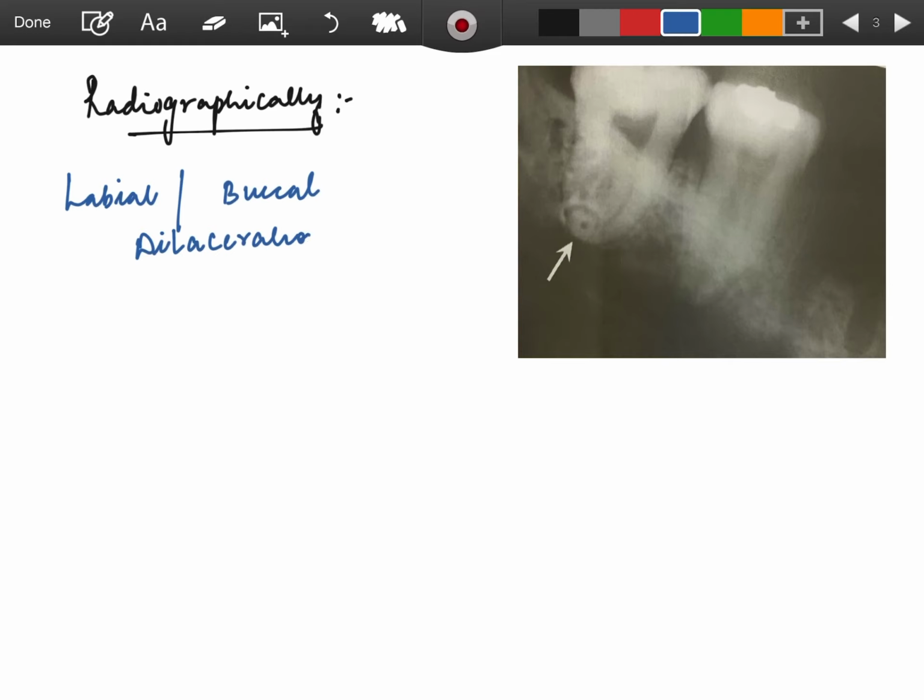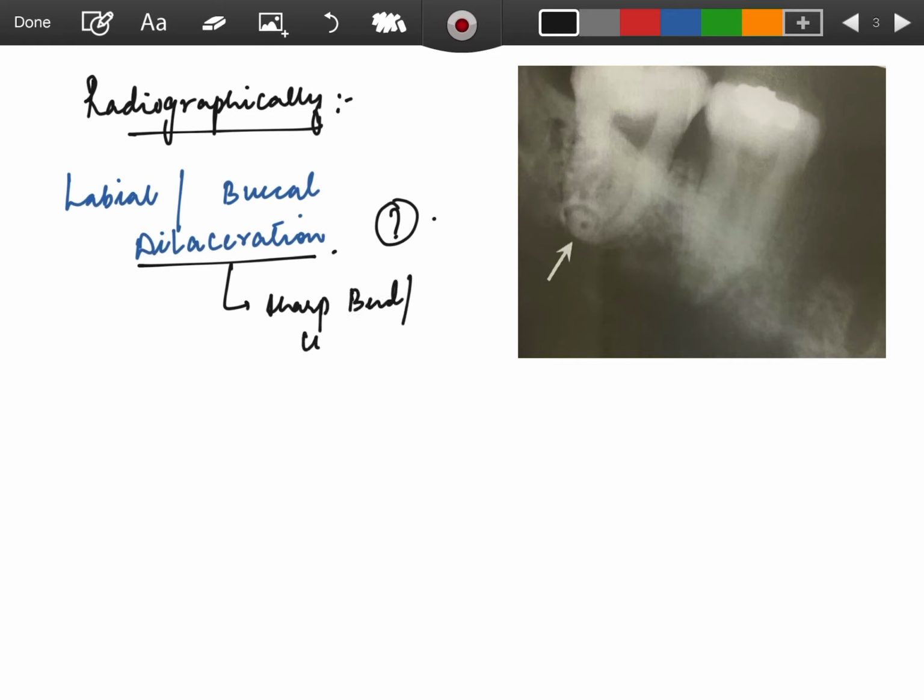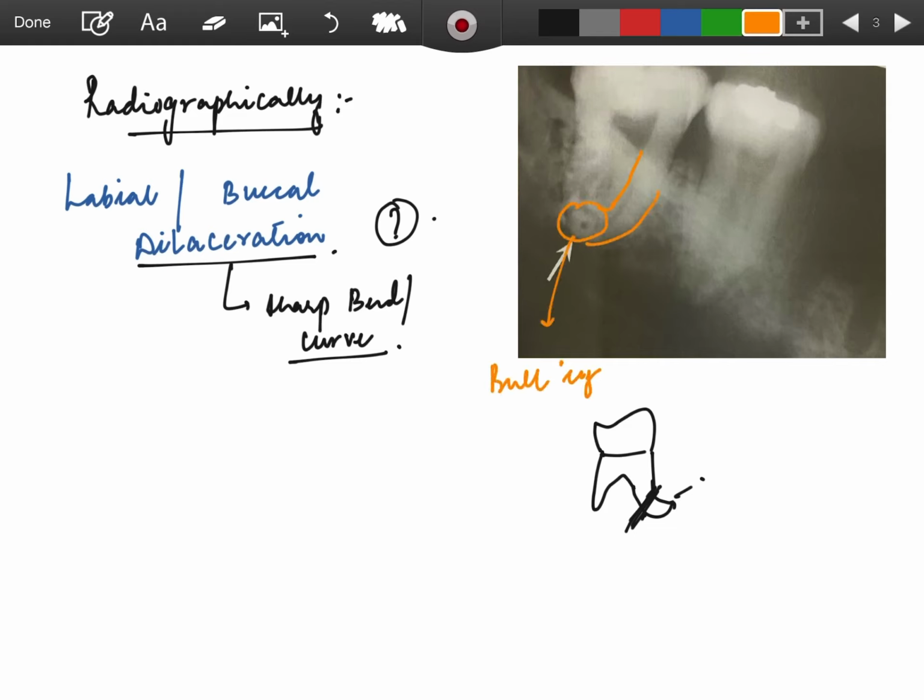Labial or buccal dilaceration. So what is dilaceration? It is basically a sharp bend or curve at the crown or the root surface. It is a sharp bend or the curve. So there is a sharp bend or curve, it may be on the root surface or on the crown surface at any site. So this is dilaceration. So radiographically, when we take the radiograph of the teeth affected with the labial dilaceration, it gives the appearance of bullseye.